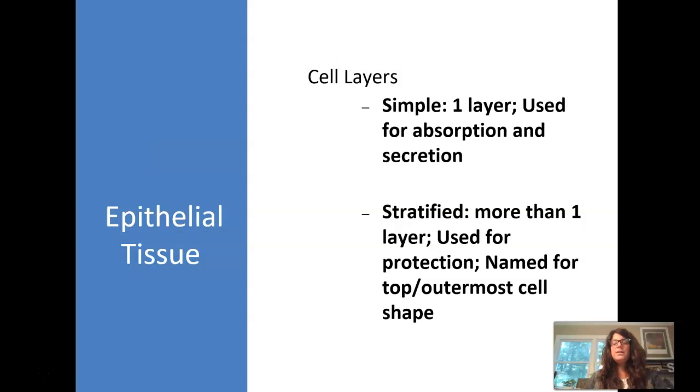So epithelial tissue, you can tell a lot just by looking at the name, because you'll tell how many layers there are and you'll tell what kind of cell shape it is.